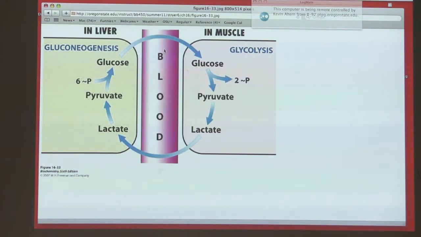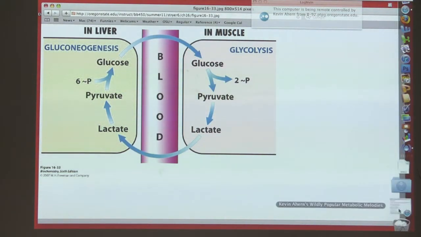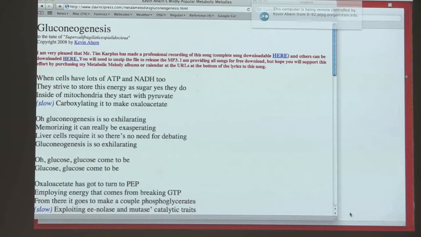Okay, let's do a song and we'll call it a day. As I said, this is my favorite song. It's called Gluconeogenesis, and it's to the tune of Supercalifragilisticexpialidocious.